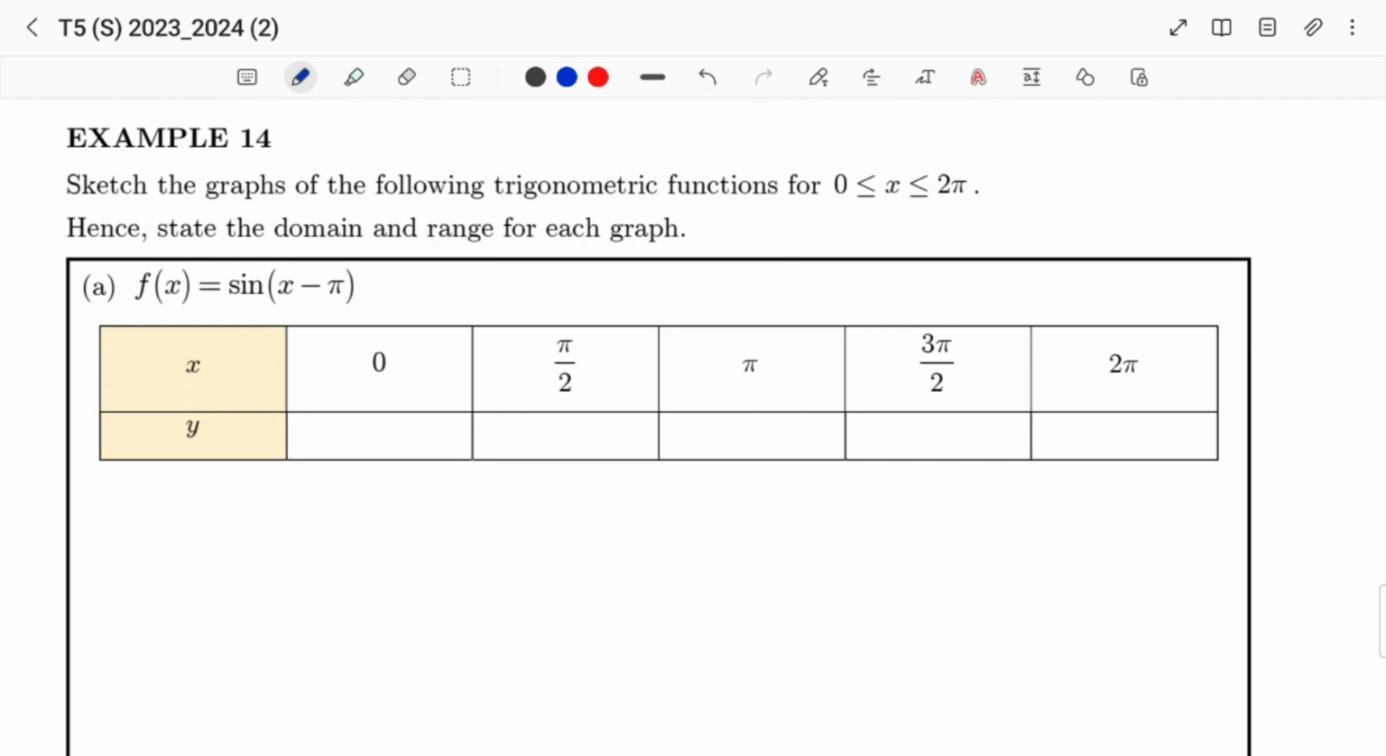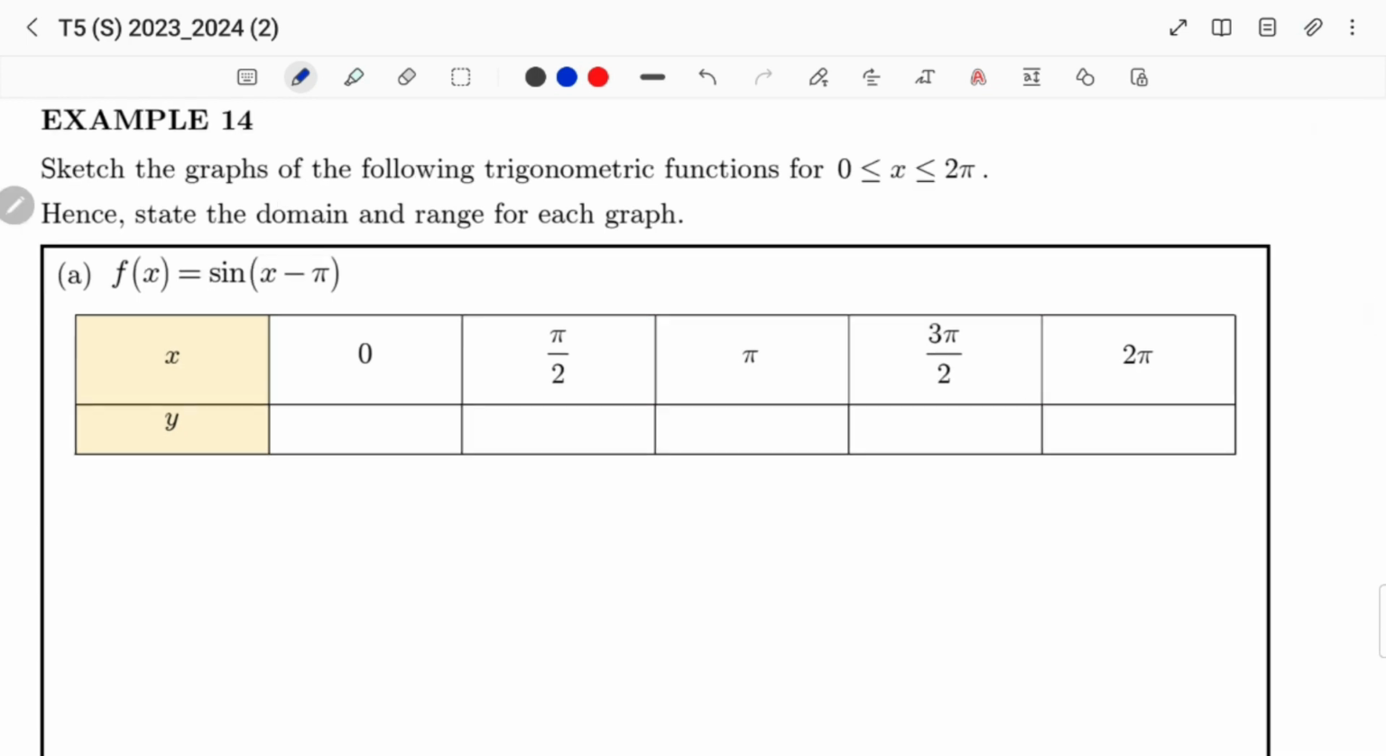Example 14. Sketch the graph of the following trigonometric functions for 0 ≤ x ≤ 2π. Hence, state the domain and range for each graph. A, f(x) = sin(x − π). For this question, we have a condition, which is x must be from 0 until 2π.